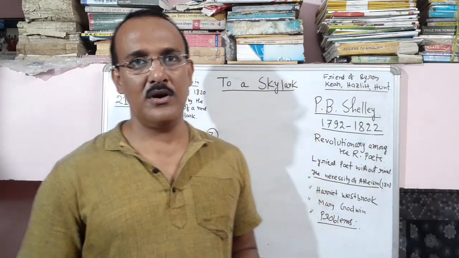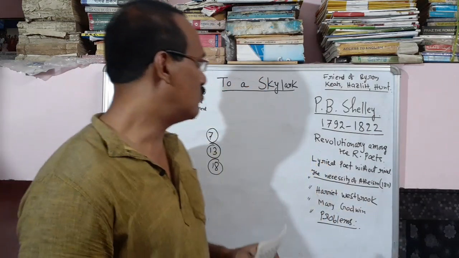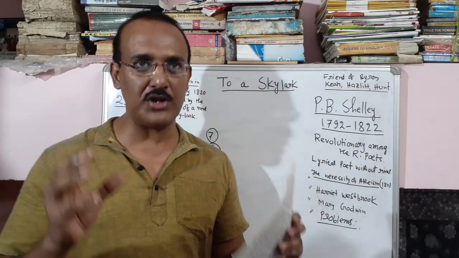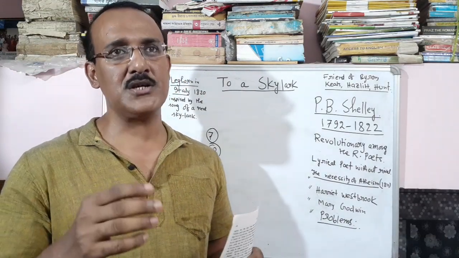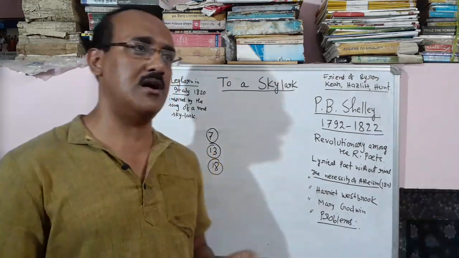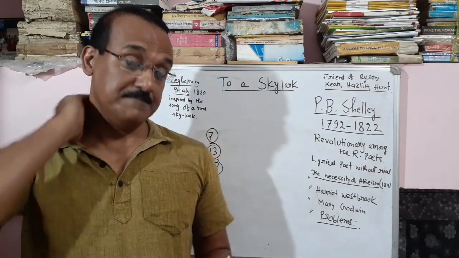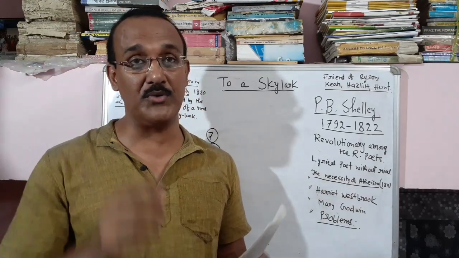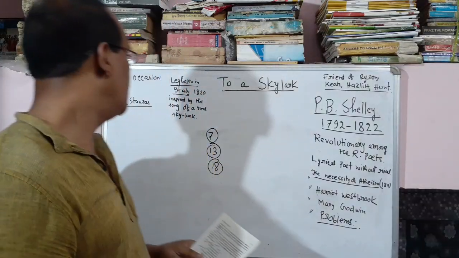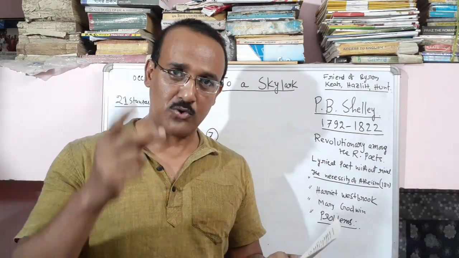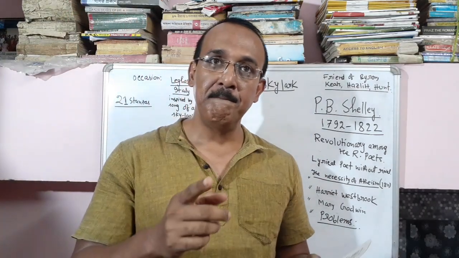Okay, now without wasting any time, come to the poem To a Skylark. The poem was composed in 1820. The poet with his wife were in Leghorn in Italy, 1820, and then he heard a song of the nightingale, and that song inspired the poem. The poet wrote the poem. I have told you already, there are 21 stanzas in the poem. So how does the poem begin?